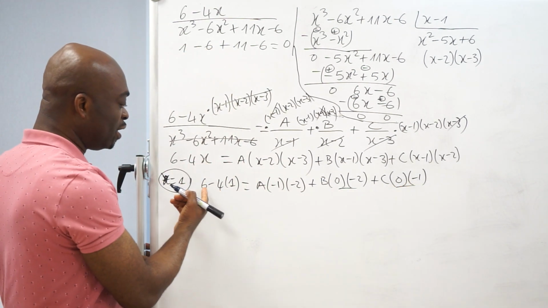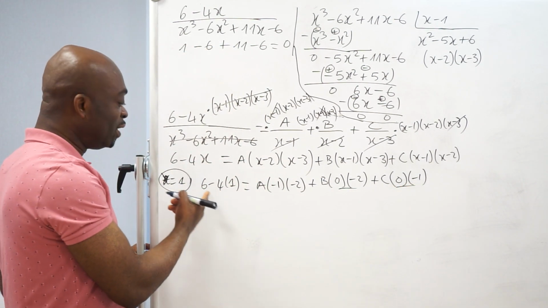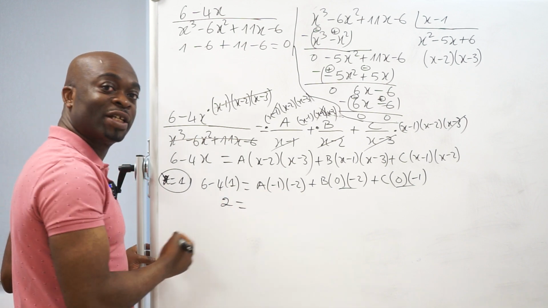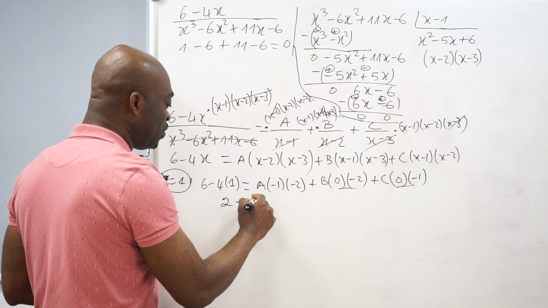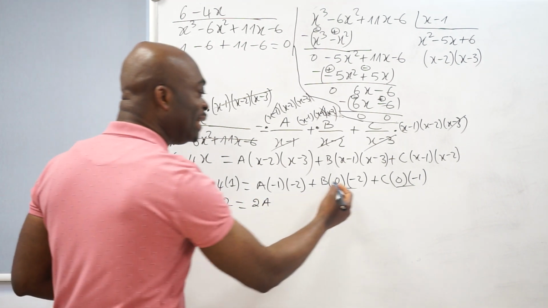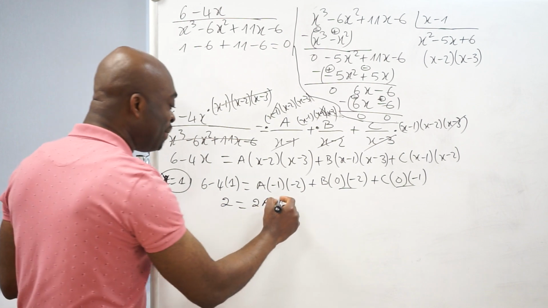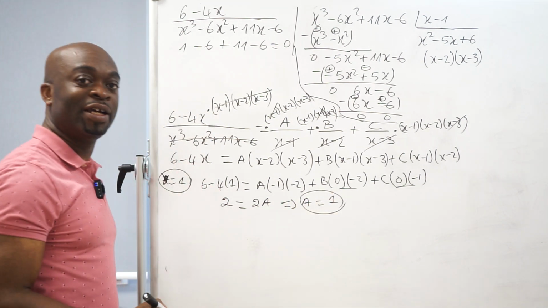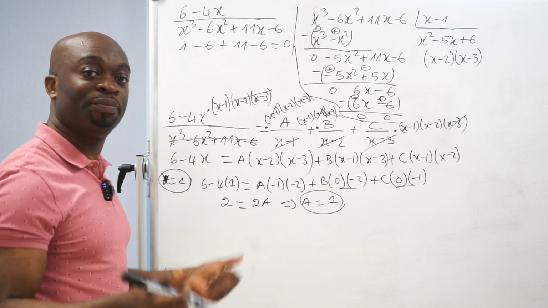So you end up with what? 4 times 1 is 4. 6 minus 4 is 2. So you have 2 here equals negative 1 times negative 2, which is positive 2. So you end up with 2a. All right? And then this is 0, that is 0. So that means a is equal to 1. Okay? So now you've got a, you can look for b and c.